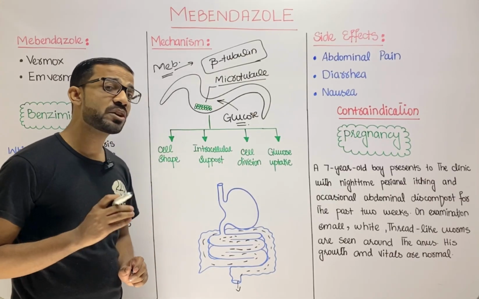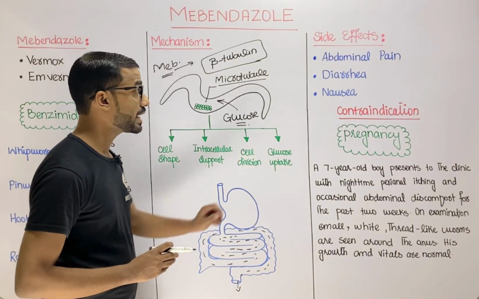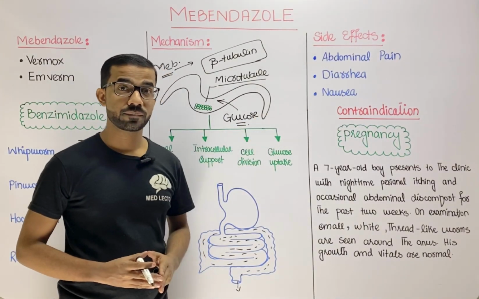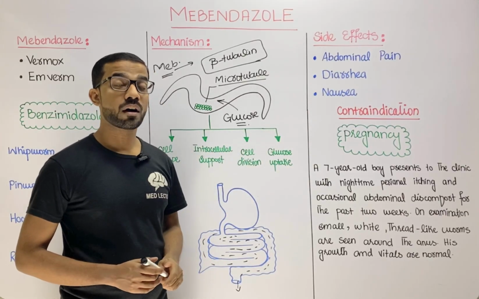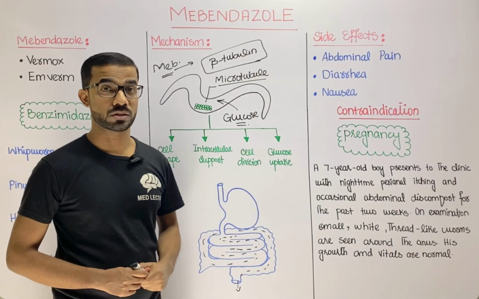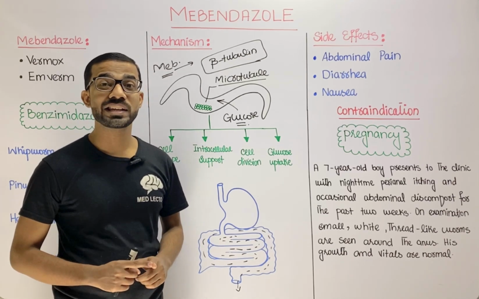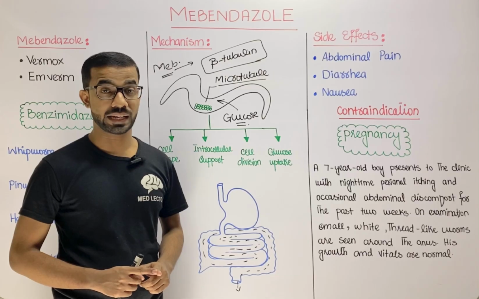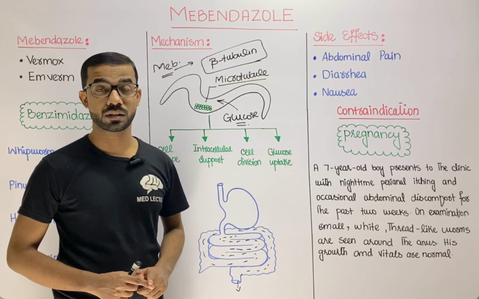And what will be the adverse effects of mebendazole? You will see abdominal pain, and you can also see diarrhea and nausea. And the most important contraindication: it will not be used in pregnancy, specifically in the first trimester.